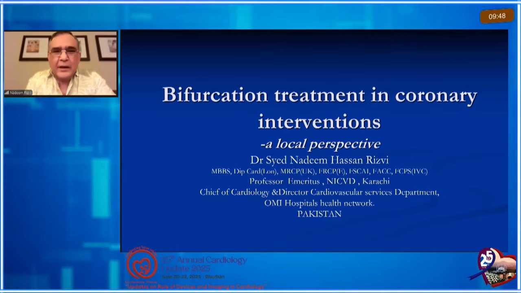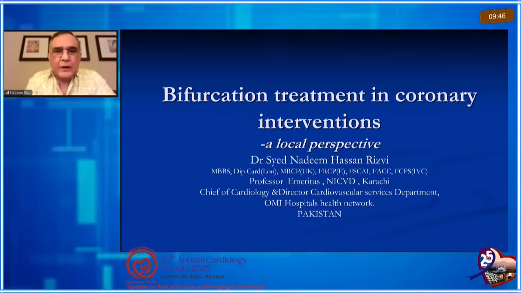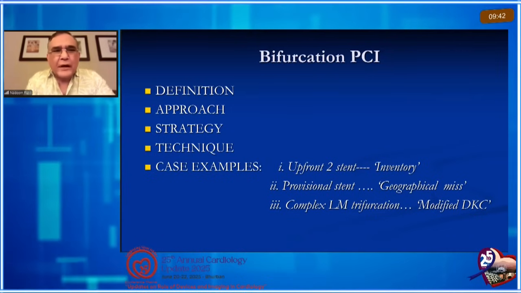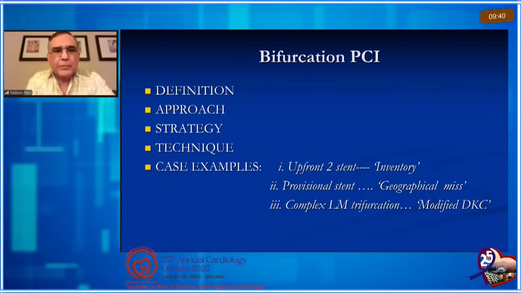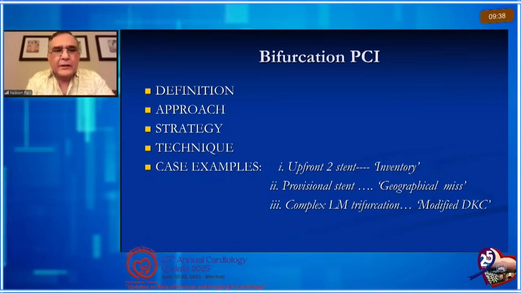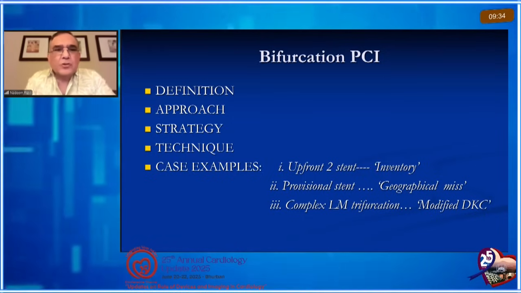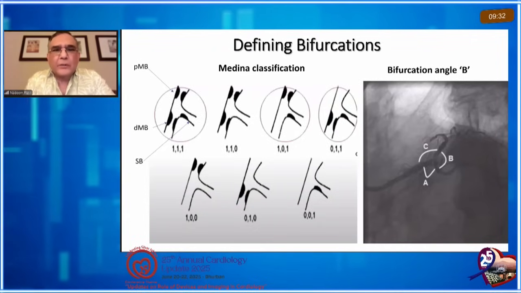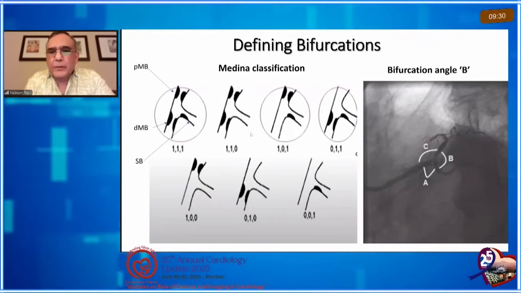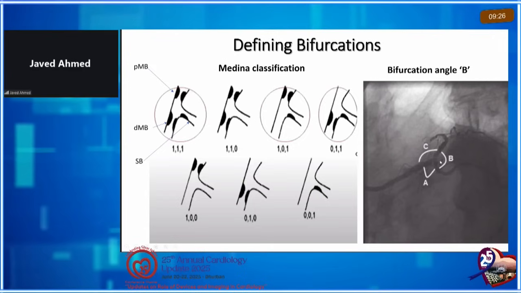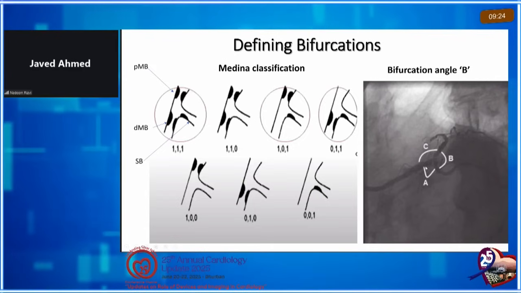So this is basically aimed for the local people, and I will have my bifurcation PCI talk in steps: definition, approach, strategy, technique, and then just give quickly three examples to demonstrate them. So everyone knows what the Medina classification is. The important thing is to make sure that you know what the angles are. So angle B is what is important.